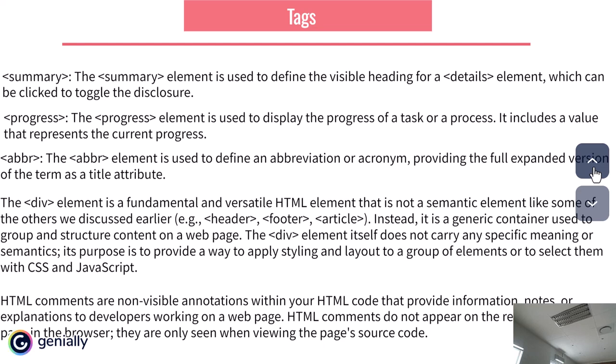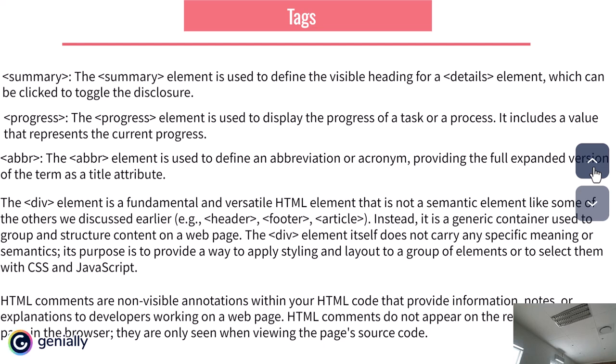You were not here, so I'm going to read this just for you. The summary element is used to define the visible heading for the details element which can be clicked to toggle the disclosure. You still remember the details element? The one that you press to expand and see the title, the definition of the title. Just quickly go on here and summary. It opens up like the other one. So you understand?